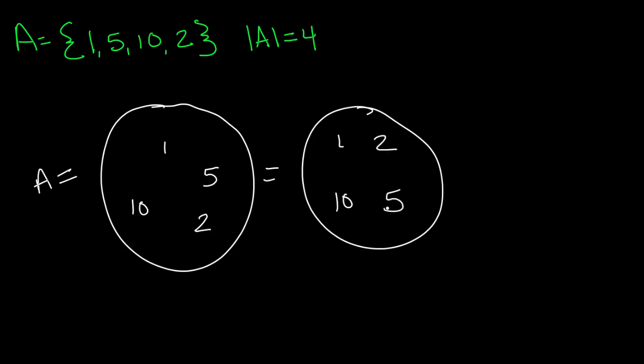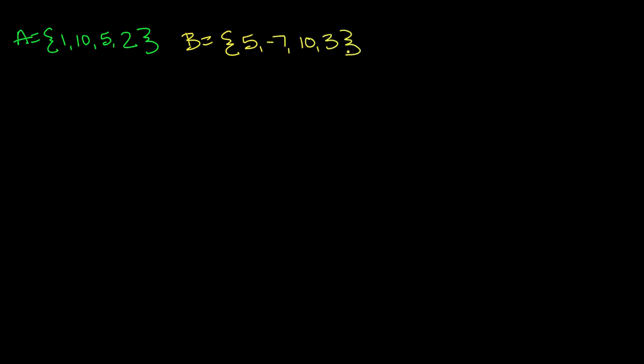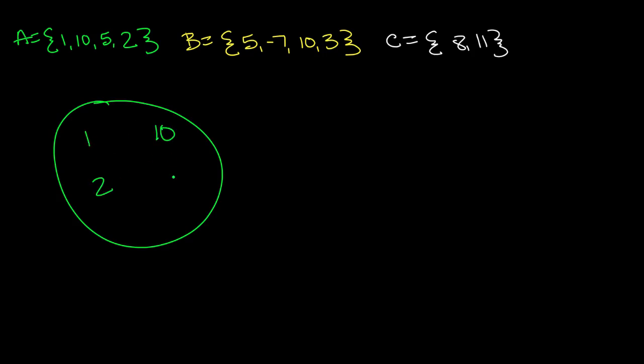Okay, so what? Well, this gives us a cool way to visualize things like intersections. So for example, let's write A again. A equals 1, 10, 5, 2. Let's take the set B equal to 5, minus 7, 10, 3. And say a set C is equal to 8, 11. Just as a way to depict this, let's draw A as 1, 2, 10, and 5. And now let's draw B. B has 5, minus 7, 10, 3. Notice that A intersect B is 10 and 5. They share that in common. We can show that by having the two sets overlap.